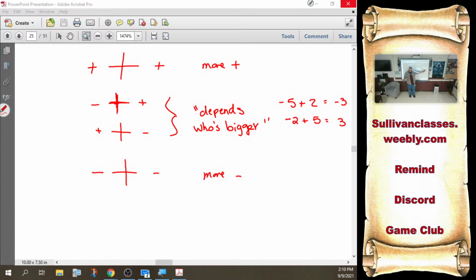Look at these ones. 5 and 2. Who's bigger? 5 is positive. So the answer is positive. Okay? Who's bigger? I want you to write those down. Those are nowhere in a book. Those are not in our book. Okay? Please have those written down.